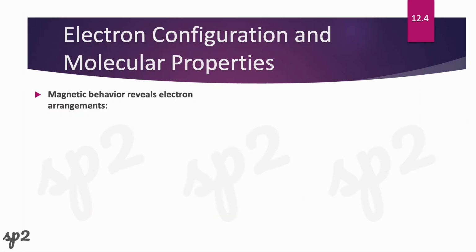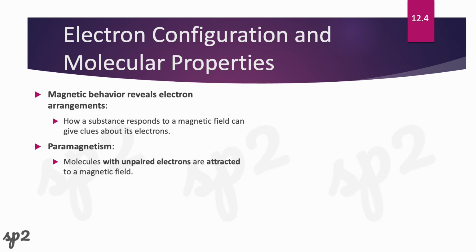Okay, now let's talk about the electron configurations and how we can use that for understanding some of these molecular properties. I'm going to start with the magnetic behavior. How a substance responds to a magnetic field can give us some understanding about the electron configurations.